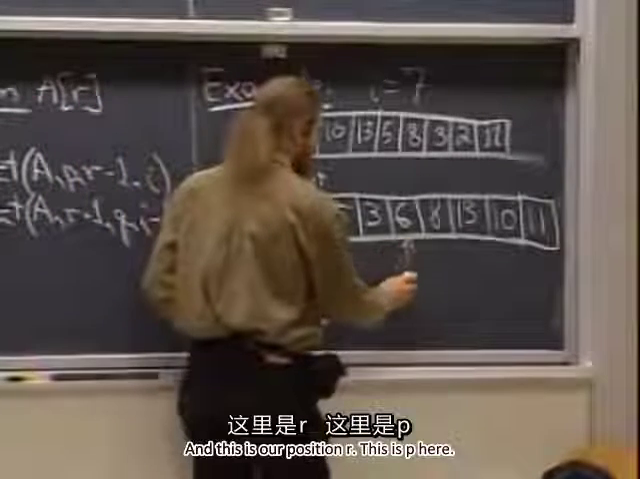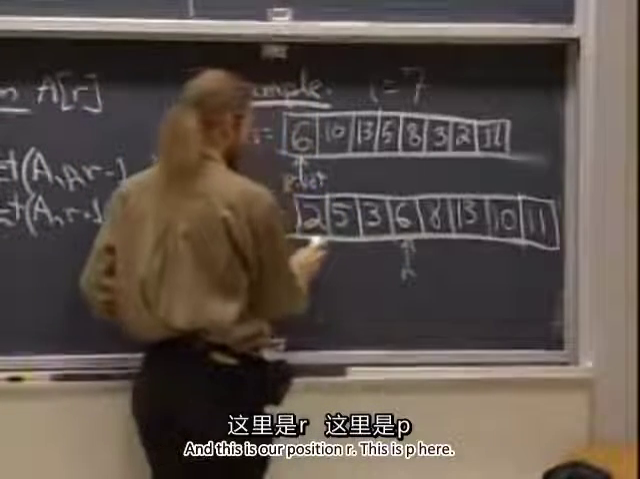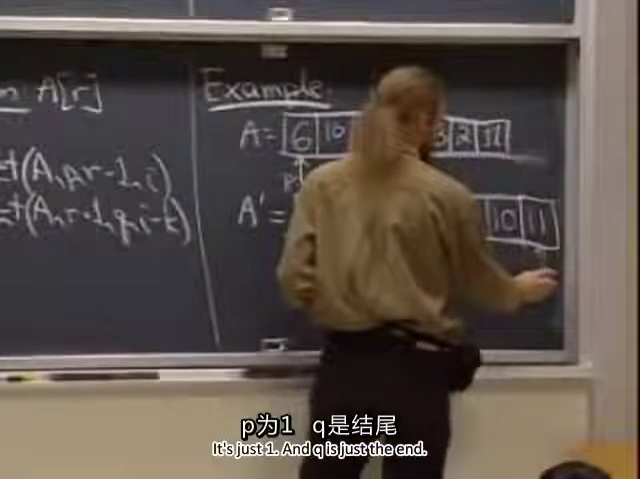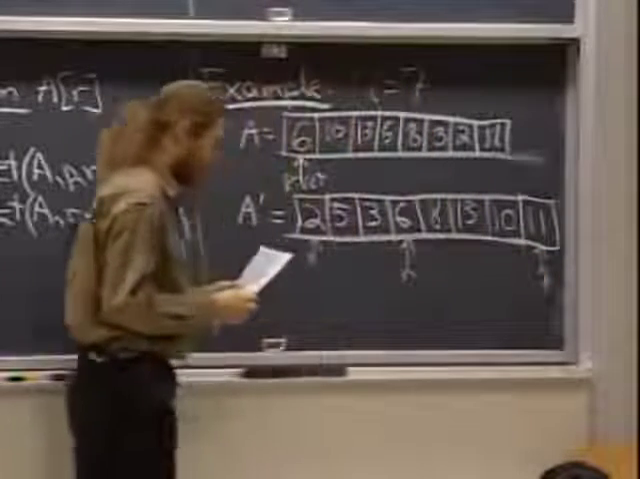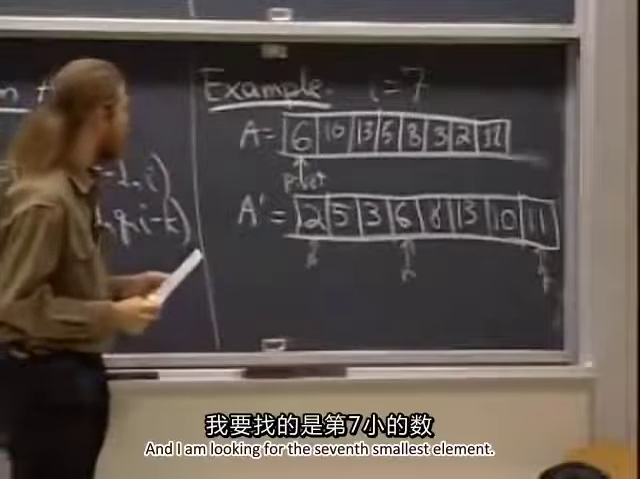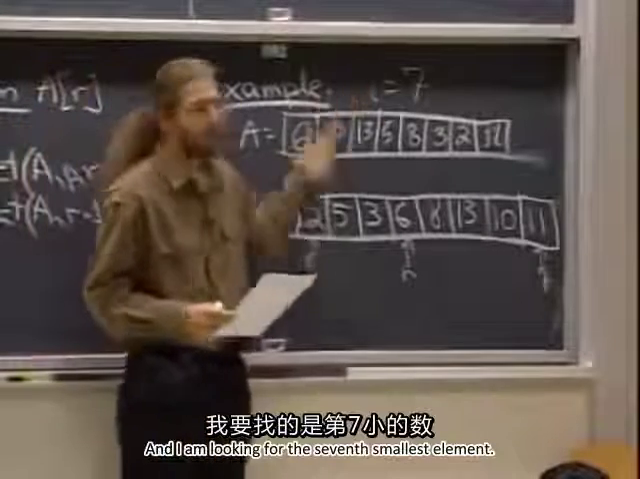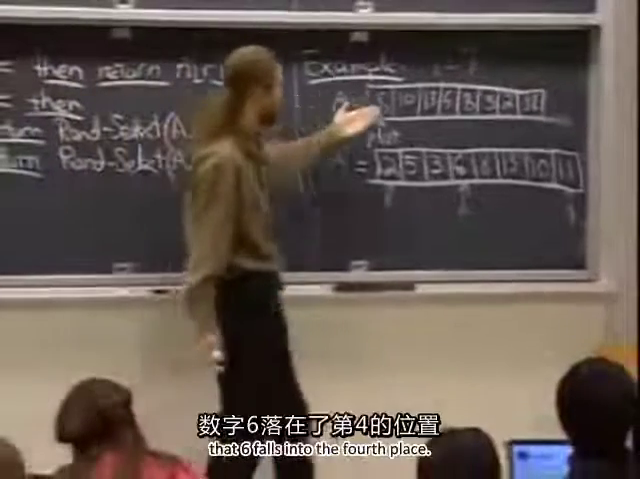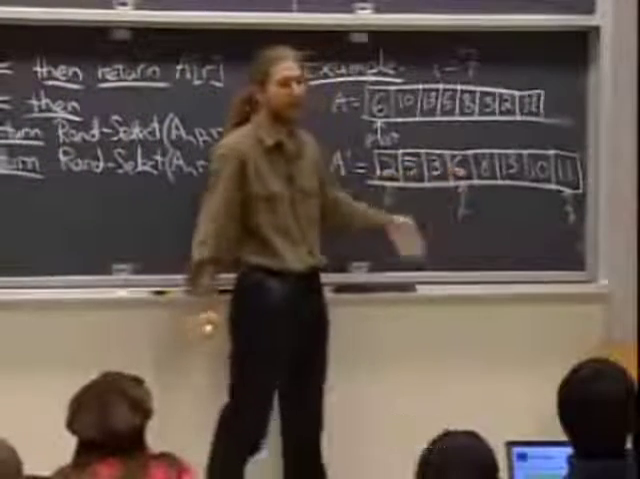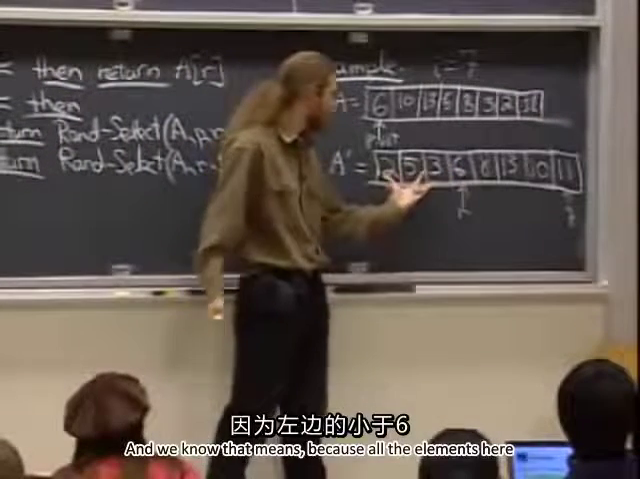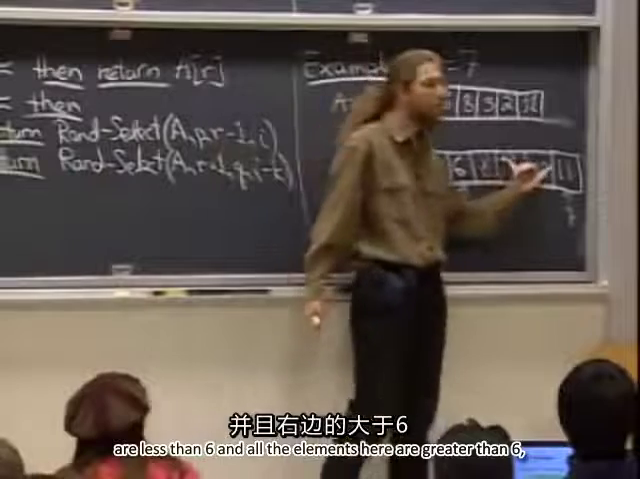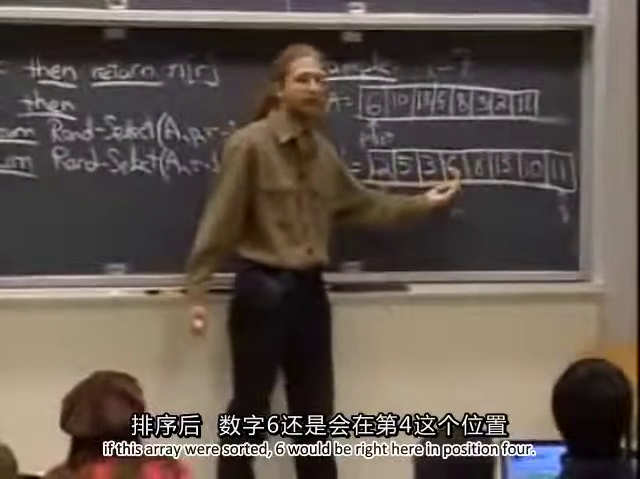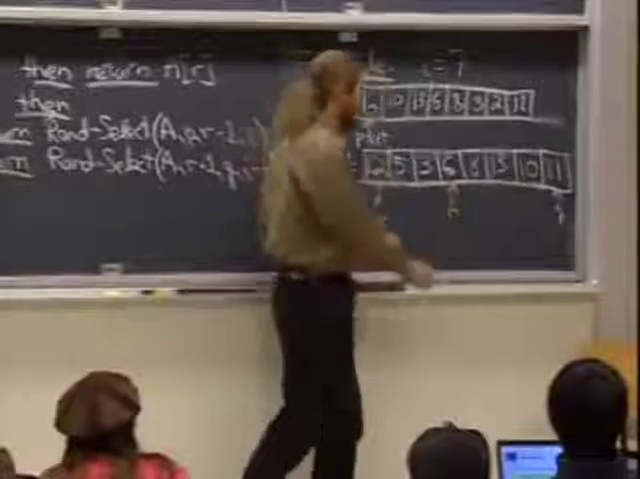And this is our position R. This is P here, it's just 1, and Q is just the end. And I'm looking for the 7th smallest element. And it happens, when I run this partition, that 6 falls into the 4th place. And we know that means, because all the elements here are less than 6 and all the elements here are greater than 6, if this array were sorted, 6 would be right here in position 4. So R here is 4.